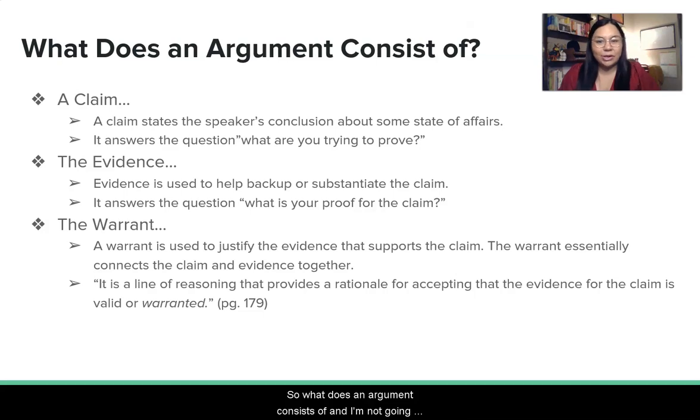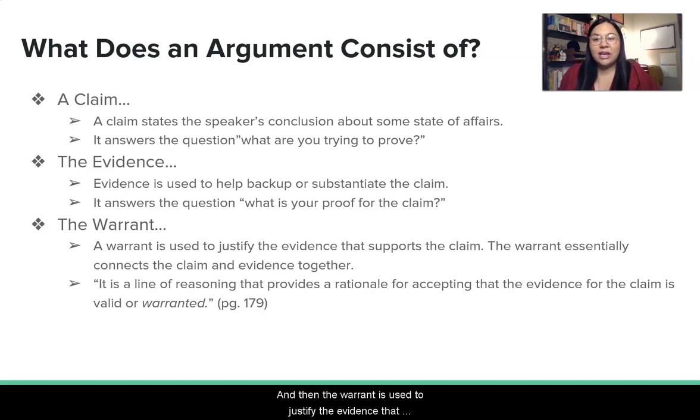So what does an argument consist of? And I'm not going to go too in depth with this because I know that there's another video in this folder that discusses this, but let's look at what a claim is. A claim states the speaker's conclusion about some state of affairs, and it answers the question, what are you trying to prove? So this is essentially going to be the backbone of your argument. And then next we come to the evidence. Evidence is used to help back up or substantiate the claim. It answers the question, what is your proof for the claim? So how are you going to back that up?